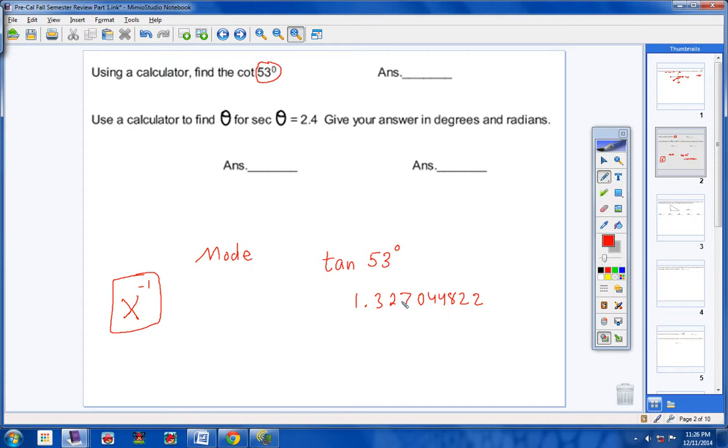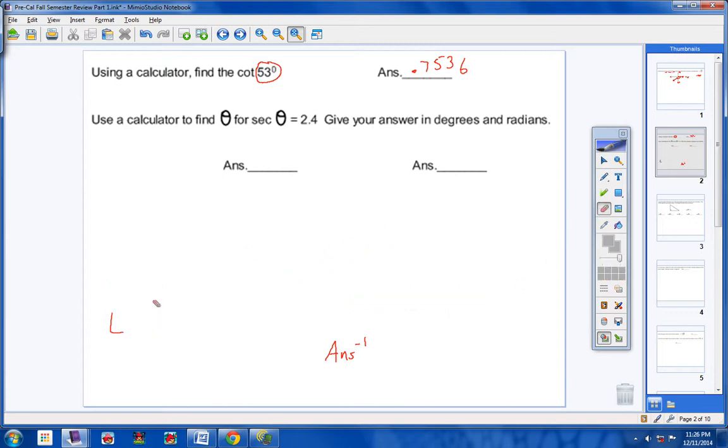So after this is on your screen, you type tangent 53, enter, and this pops up. Then you want to flip this to give you the cotangent of 53. So you hit this button here, and when you do, this will pop up on your screen. Answer, negative 1. Go ahead and hit enter, and it flips that for you, and the answer should be 0.7536 rounded, okay? Now, if you got to back this up and watch it again, then please feel free to do that, okay? Alright, moving on.